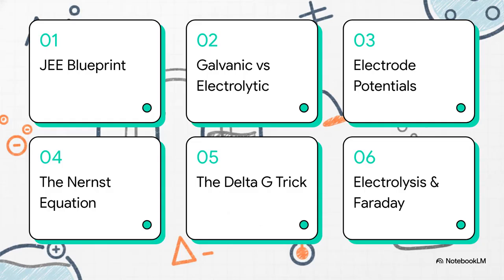Here's our exact agenda for today. We're covering the JEE electrochemistry blueprint, cells, galvanic versus electrolytic, decoding electrode potentials, the Nernst equation, the delta G trick, and finally, electrolysis and Faraday laws.